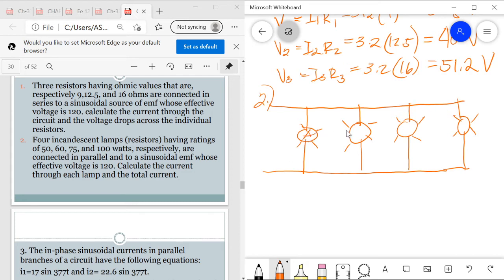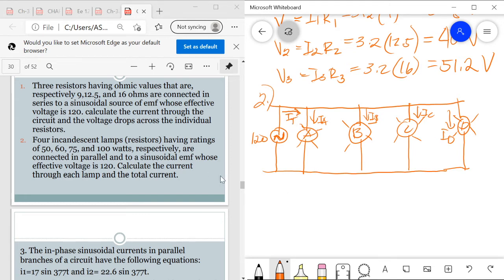Let's say this is A, B, C, and D, and it is connected to 120. This is the symbol for AC source. So we will calculate the current through each lamp. What will be your IA, IB, IC, and ID, and the total current. So here, ito yung total current natin, IT.